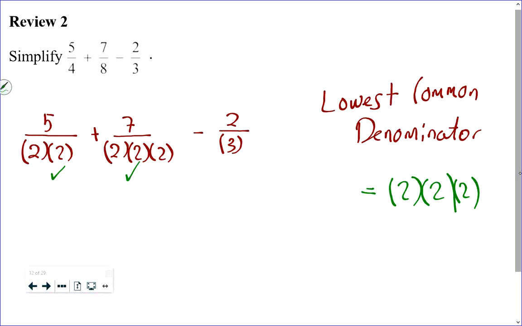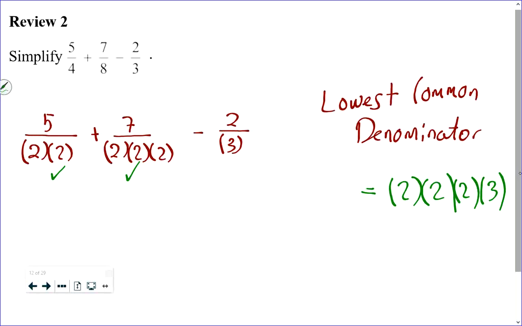The reason why this is going to work is I can multiply 2 times 2 by something to get 2 times 2 times 2. And I can multiply 2 times 2 times 2 by something to get 2 times 2 times 2. But when we look at the third denominator, it's 3. That means we need a factor of 3 as well. And if you take 2 times 2 times 2 times 3, you get 24.